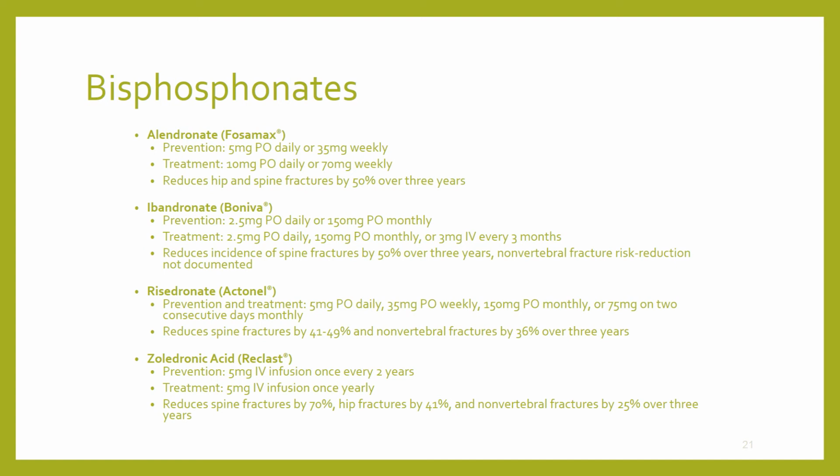Lastly, zoledronic acid is an IV infusion that can be given every 2 years for prevention or yearly for treatment. Zoledronic acid reduces spine fractures by 70%, hip fractures by 41%, and non-vertebral fractures by 25% over 3 years.